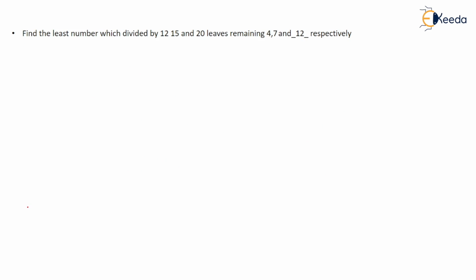So here you can see there is a question: find the least number which, divided by 12, 15 and 20, leaves 4, 7 and 12 respectively as remainder. Okay, so here divided by means you have to find LCM. If you find the LCM of 12, 15 and 20, the number that comes to your mind is 60, right?